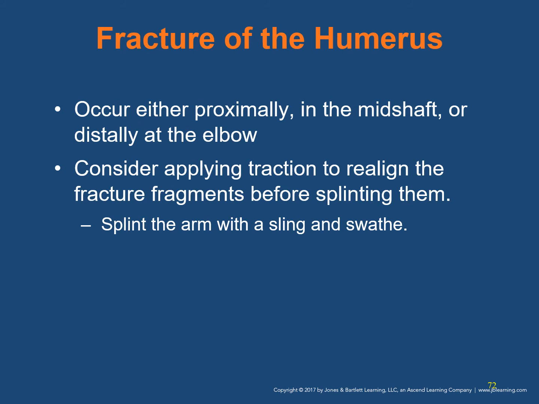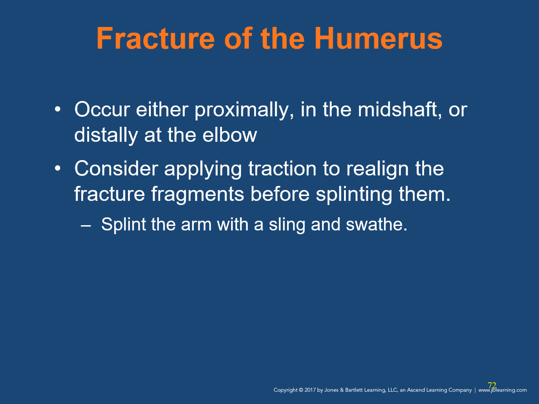Fractures of the humerus. Fractures of the humerus occur either proximally, in the midshaft, or distally at the elbow. Fractures of the proximal humerus resulting from falls are common among older people. Fractures of the midshaft occur more often in young patients, usually as a result of a violent injury.